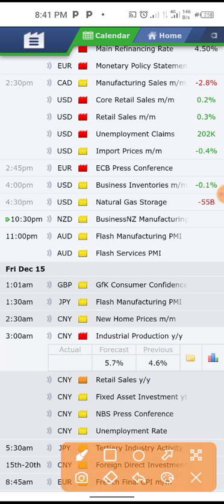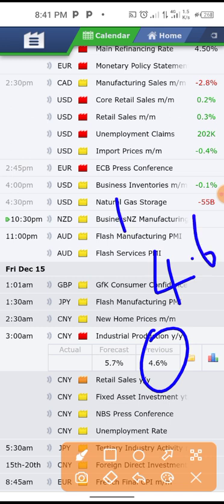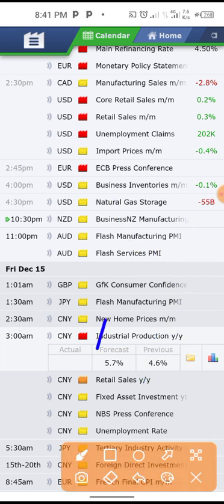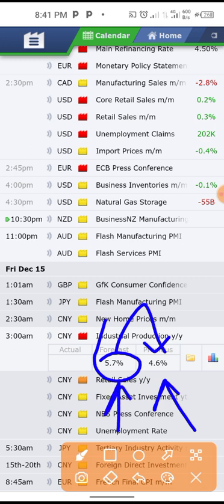Forecast is based on analysis by professionals. They analyze the entire data that is available to them and try to see what the news will be, based on their own analysis. So this is the previous, 4.6. Based on analysis, the forecast is that the news for tomorrow will come out positive, meaning it is above the previous. When the number here is above the previous, it means it is positive.